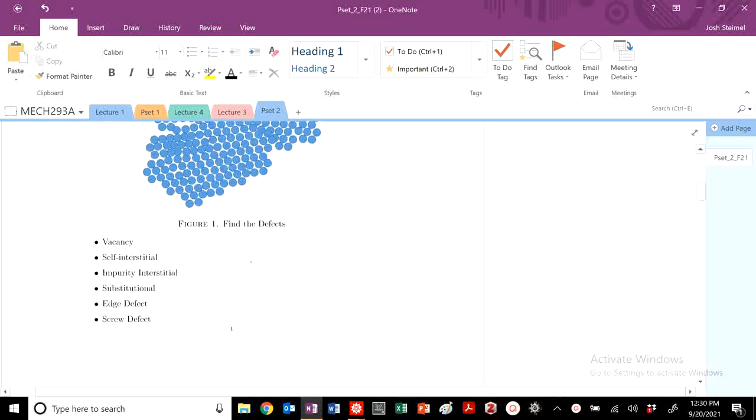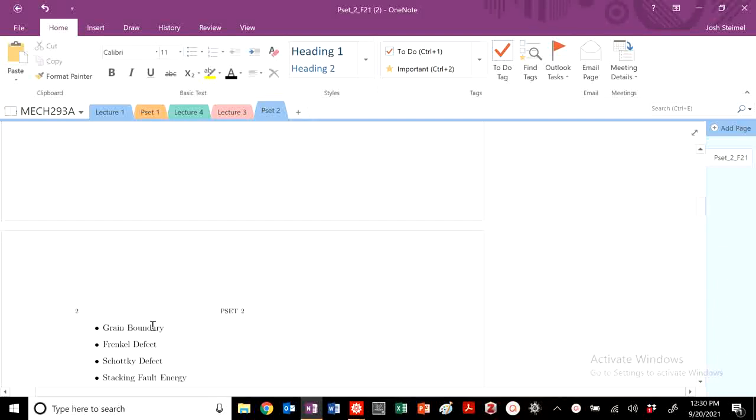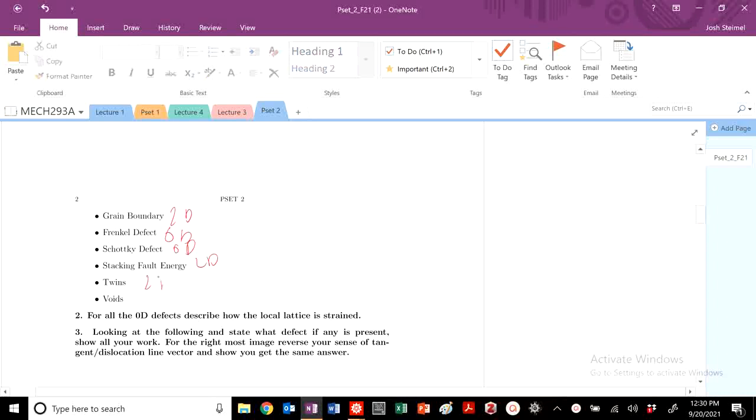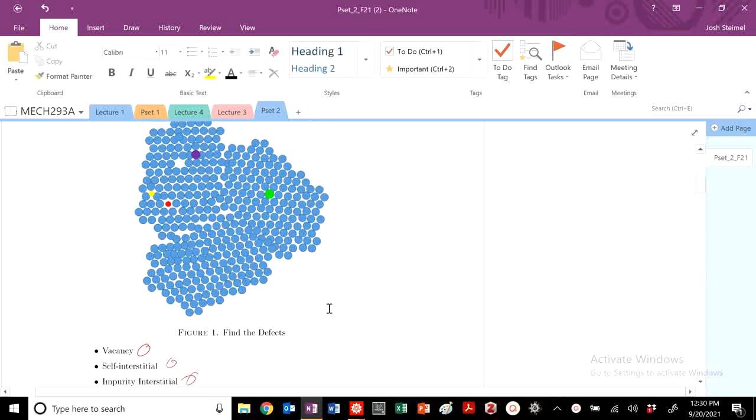So first off, let's write the dimensionalities. This is 0D, 0D, 0D, 0D, 1D, 1D. What else? Grain boundary 2D, Frenkel 0D, 0D, stacking fault 2D, twins 2D, voids 3D.